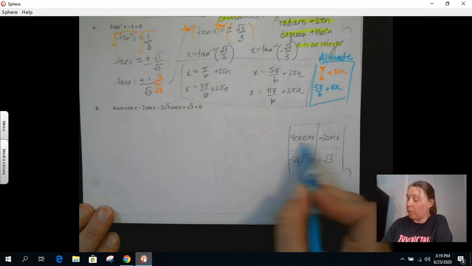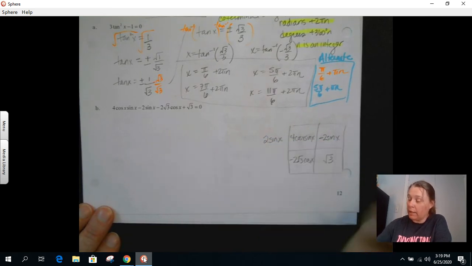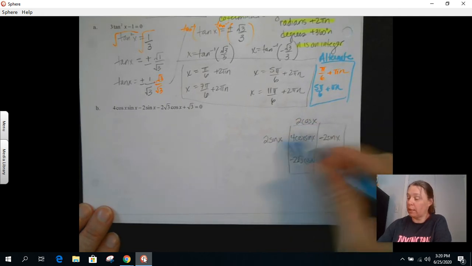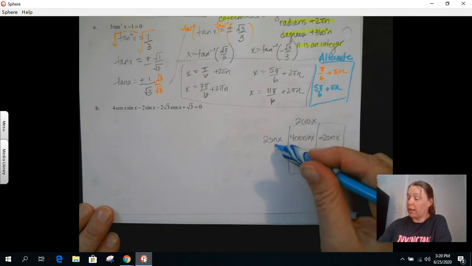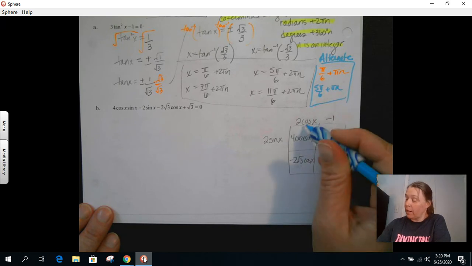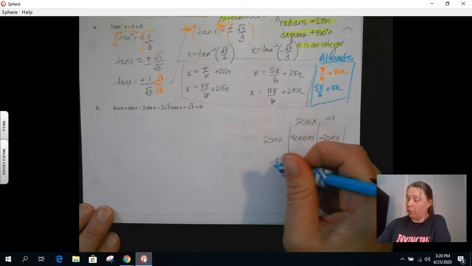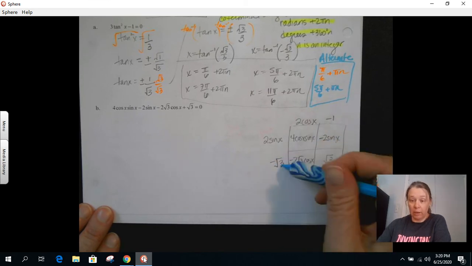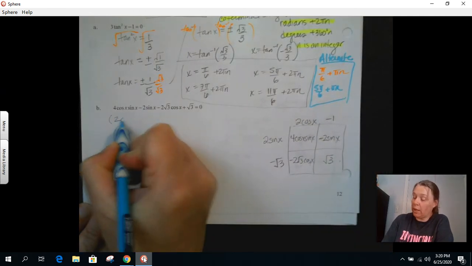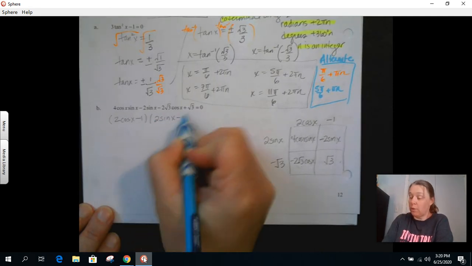So if I start here, I could pull out a 2 from each of these and a sine of x. So I could have 2 sine of x, and then this would be 2 cosine of x, right? 2 times 2 is 4, sine times cosine would get me this. Then if I have 2 sine x here, this would have to be a negative 1, so it multiplies to be this. Here I've got 2 cosine x, but I need it to be negative root 3 cosine of x, so I need a negative root 3. And if I do a negative 1 times a negative root 3, I get my root 3. So here are my factors. So this turns into 2 cosine of x minus 1 times 2 sine of x minus root 3.